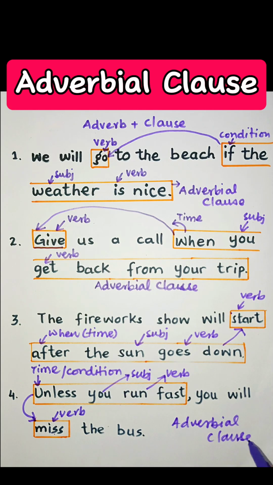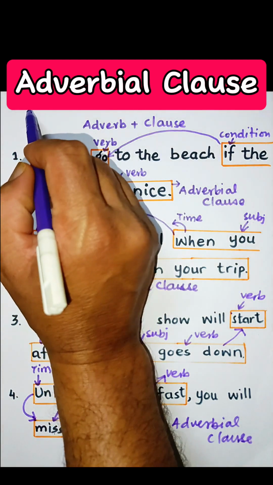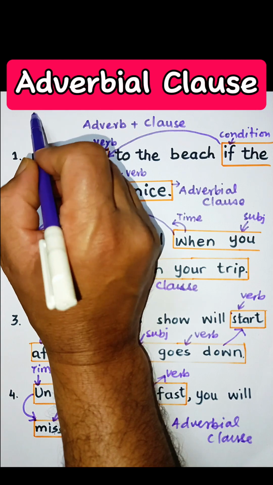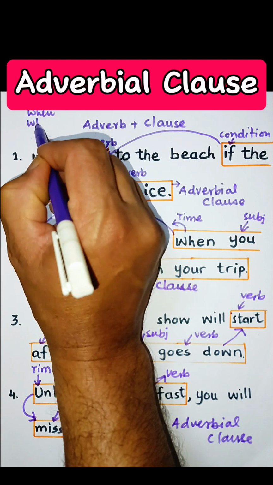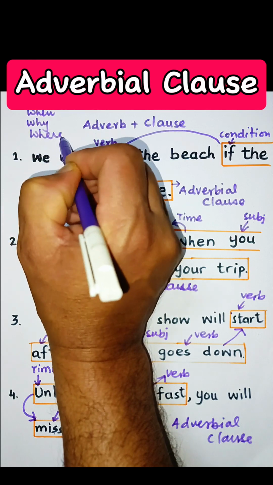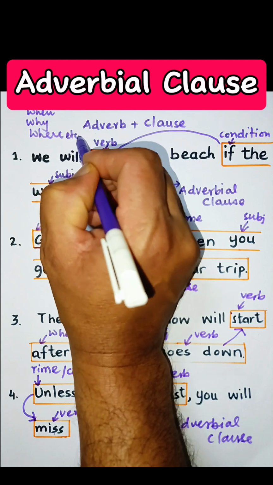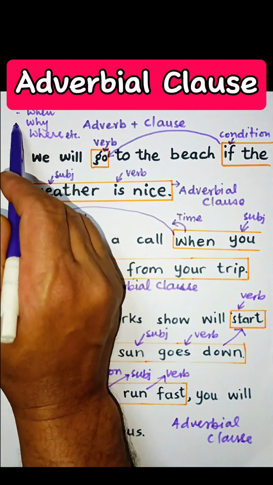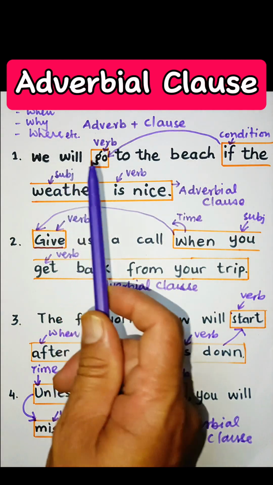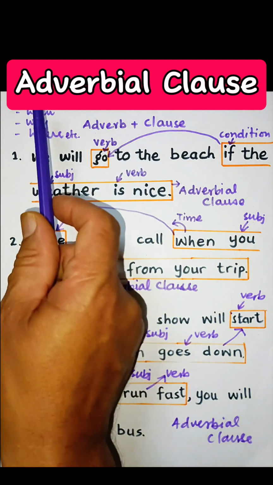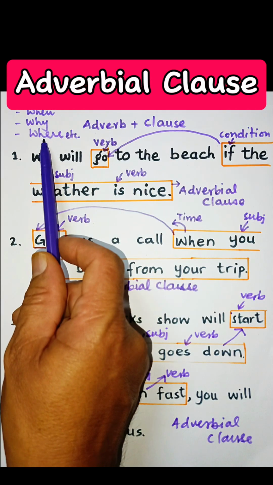So finally we can say that adverbial clauses are connected by the words when, why, where, how, etc. Why? Because all these words are used for connecting the dependent clause with the independent clause, showing the manner, time, reason or purpose, and place, etc.